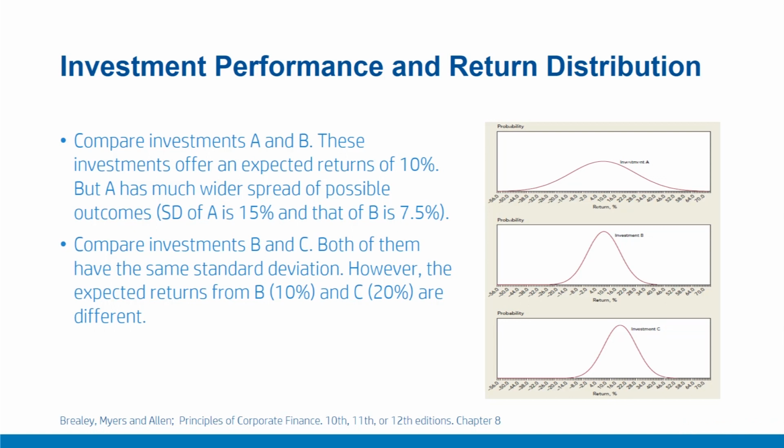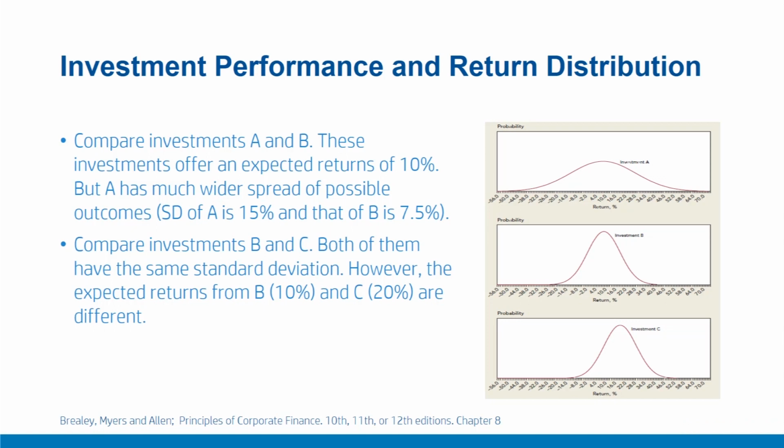Now let us compare investments B and C. Both of them have the same standard deviation. However, the expected returns from B, that is 10%, and C, that is 20%, are different. Investors prefer higher expected returns and therefore would prefer C to B.